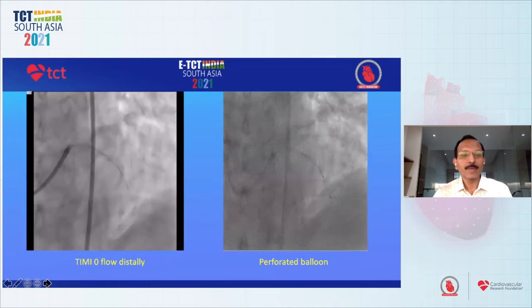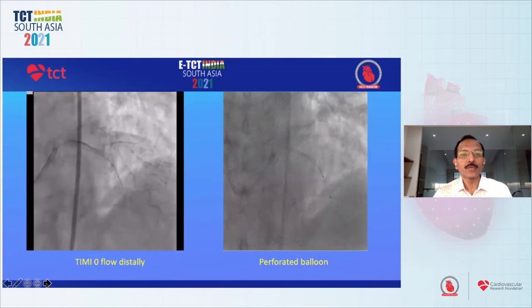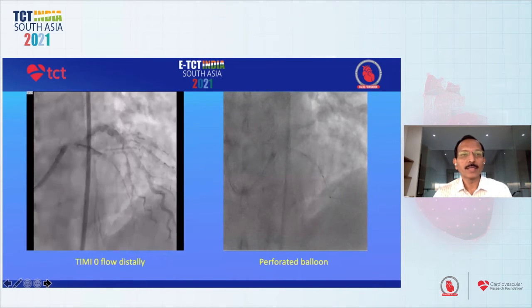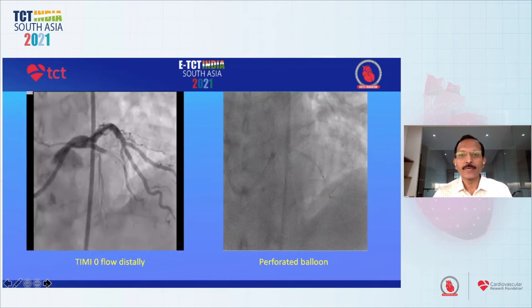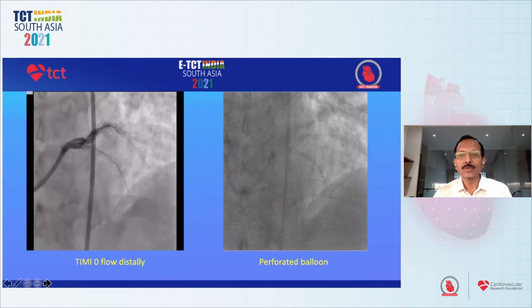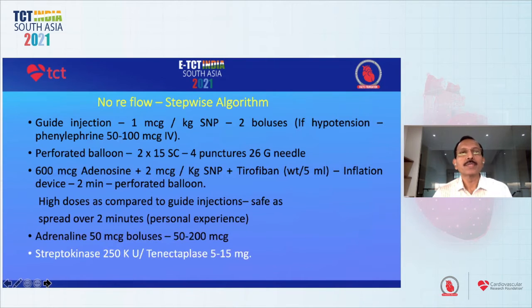Now, at this point of time, after stenting, there was TIMI zero flow distally. We tried with vasodilator injections through the guide catheter. However, it failed, and we then shifted to the perforated balloon approach. Now, this is our stepwise algorithm for no reflow.